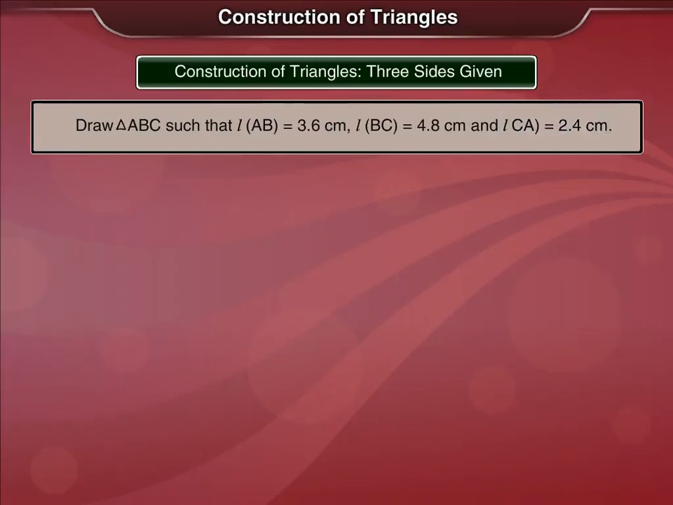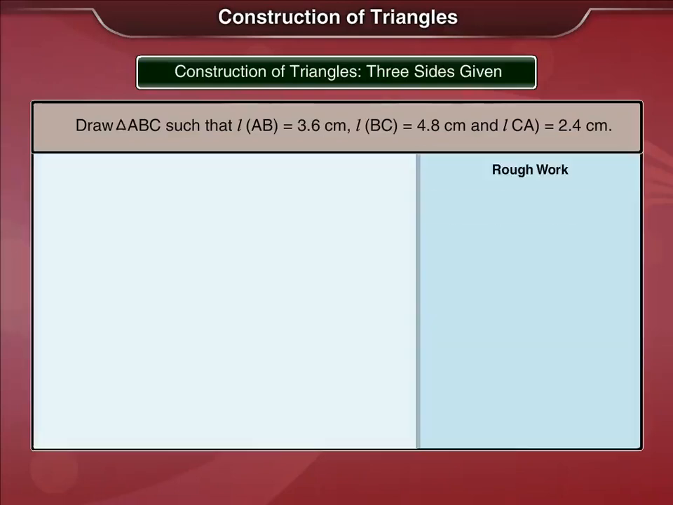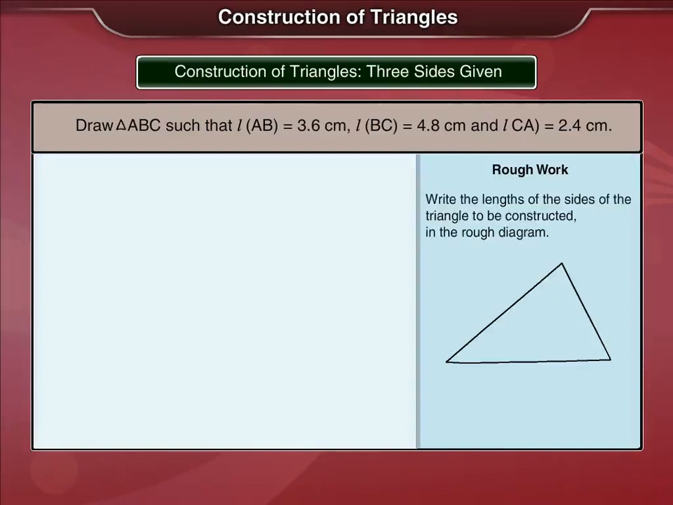We have to construct triangle ABC such that the length of side AB is 3.6 centimeters. The length of side BC is 4.8 centimeters. And the length of side CA is 2.4 centimeters. Now, let's start constructing the triangle.